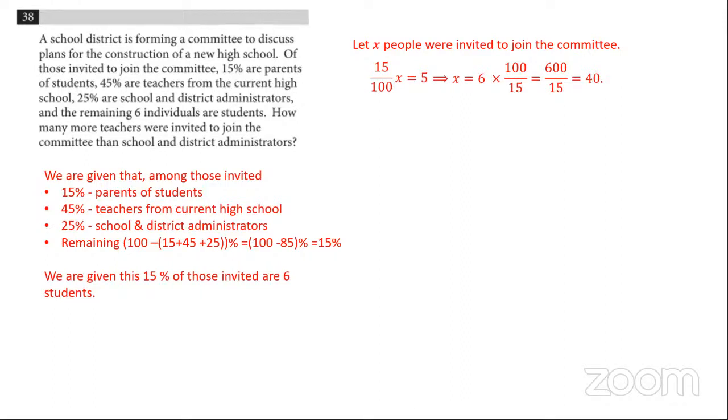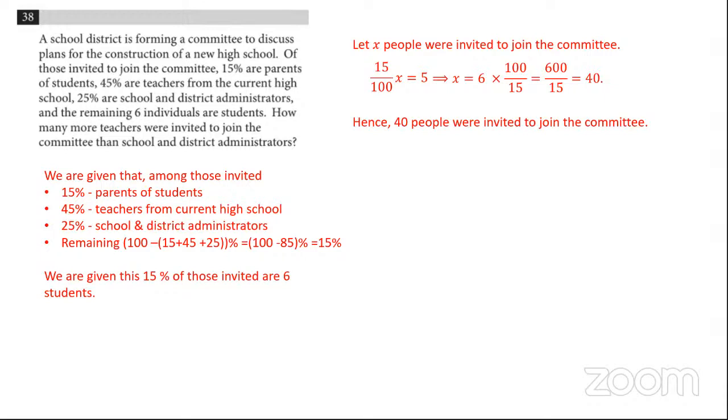So multiply throughout by 100 by 15 to get X equal to 6 into 100 by 15. This is not 5, it's 6. So this is equal to 600 by 15. What is 600 by 15? It is 40. So we get that X is equal to 40. So the number of people invited is equal to 40. We got that.